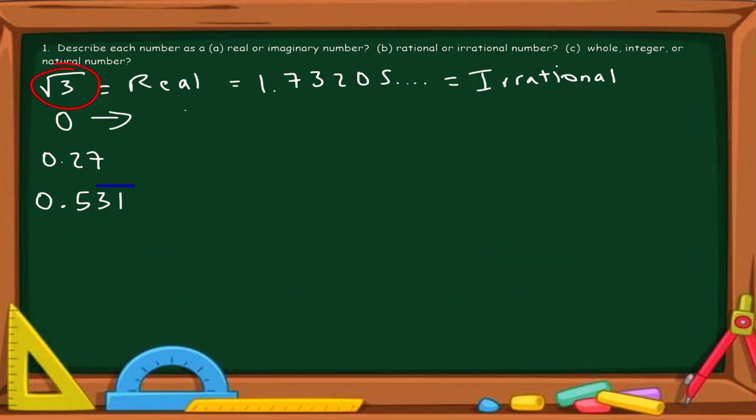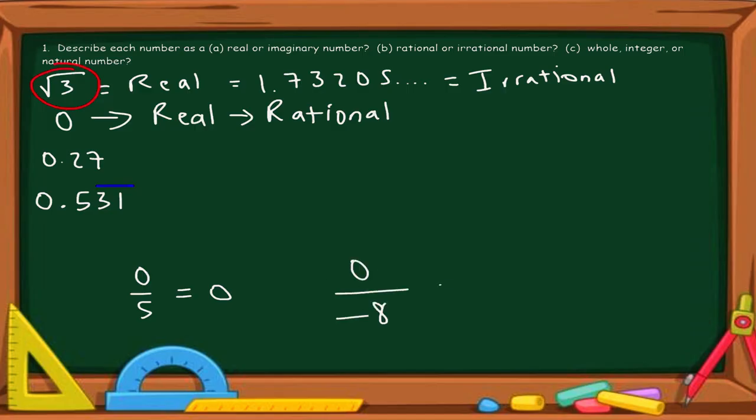Now, what about 0? 0 is a real number. You can plot it on a number line. It's rational. You can write it as a fraction of two integers, 0 over 5. Both of these are integers. They equal 0. 0 over -8. They're both integers. They equal 0. So 0 is rational. It's an integer. It's a whole number, but it is not a natural number.